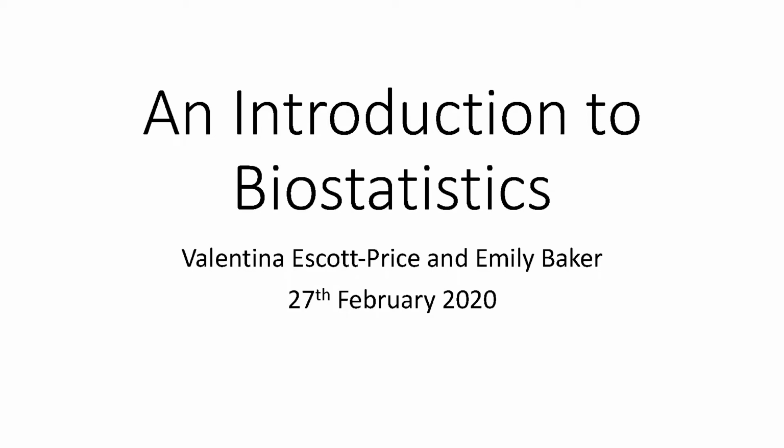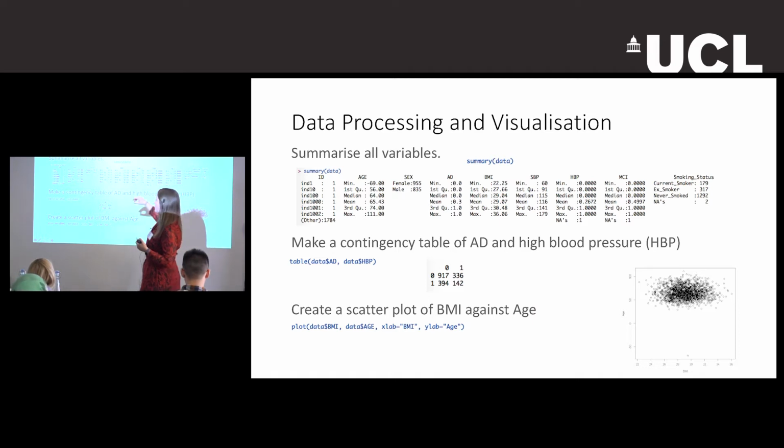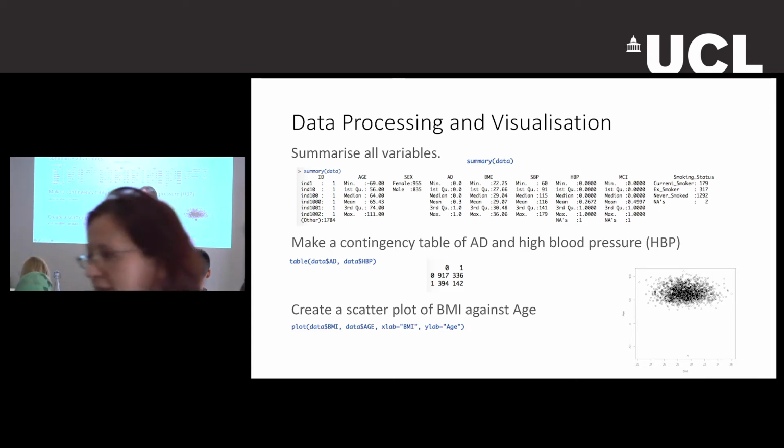Okay, so the next step is to summarize all your variables. R has a function called summary. You just have to put the data set in and it will give you a summary of all of the different variables. It's quite smart, and it knows if you have a continuous variable, it will give you summary stats: the minimum, maximum, mean, median.